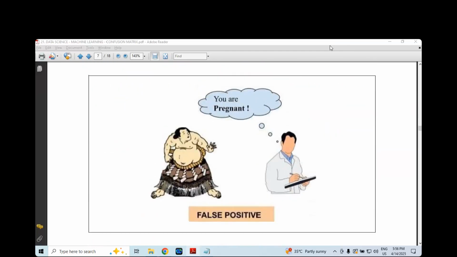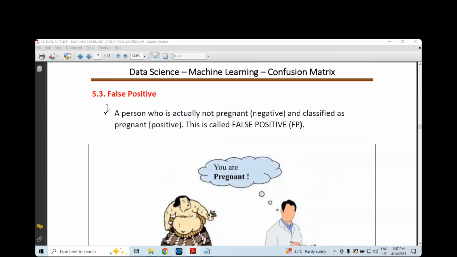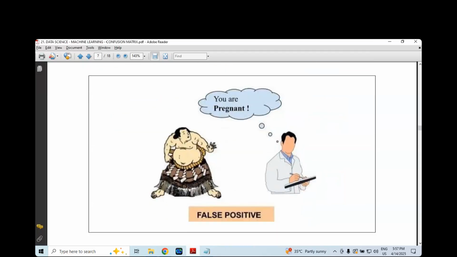Sir, look at the diagrams. There are some doctors who, instead of studying, buy the seat. By paying money, they can qualify the exam. Those who have a belly, they will think they are pregnant. Frankly speaking, this scenario is called a false positive. A person who is actually not pregnant is classified as pregnant. This is called a false positive. He is getting surprised, right?